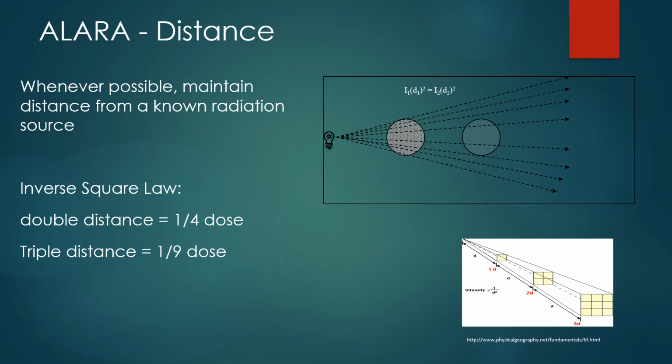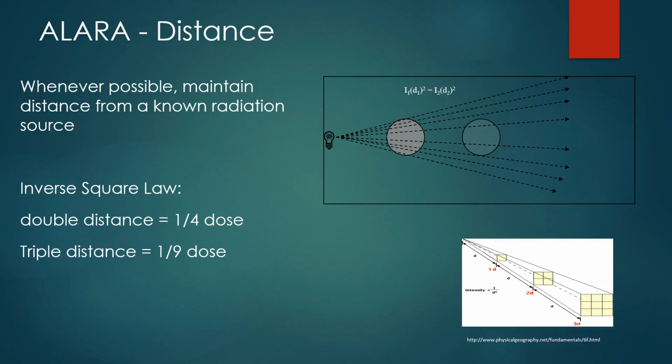Another tool in the radiation safety arsenal is distance. Distance offers great protection from radiation. Radiation exposure follows the inverse square law. As you double your distance from a radiation source, your exposure is reduced by a factor of 4. Doubling your distance results in 1/4 of the radiation exposure. Whenever possible, think about moving back when you must be in the room with an active radiation source.